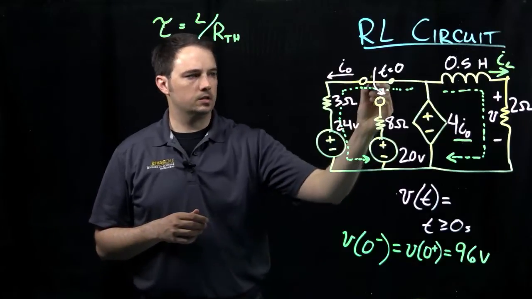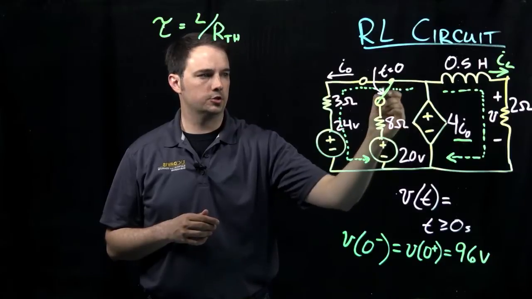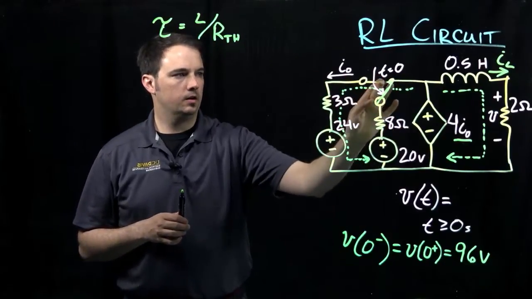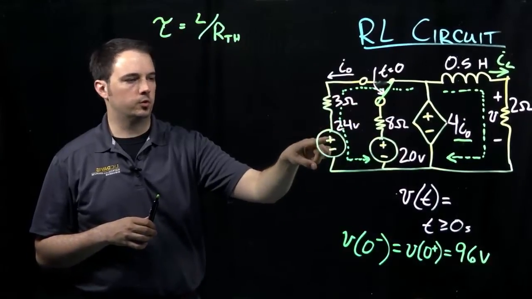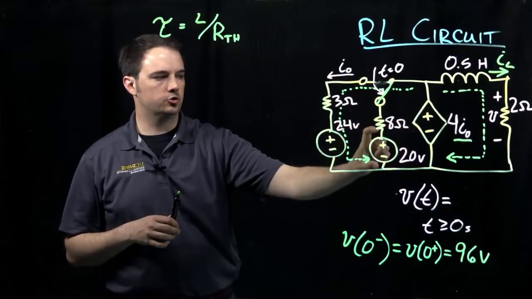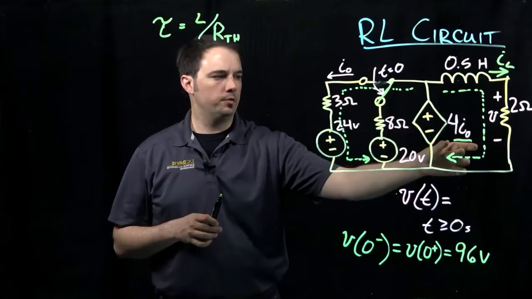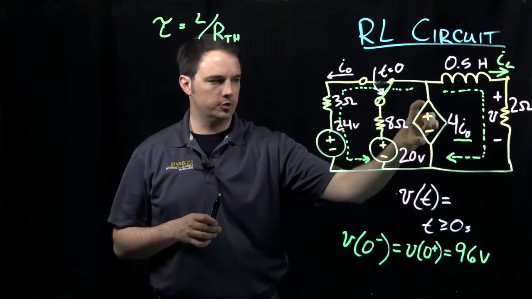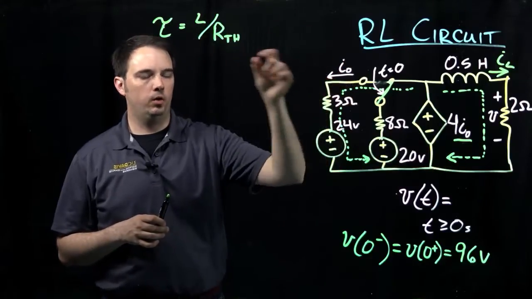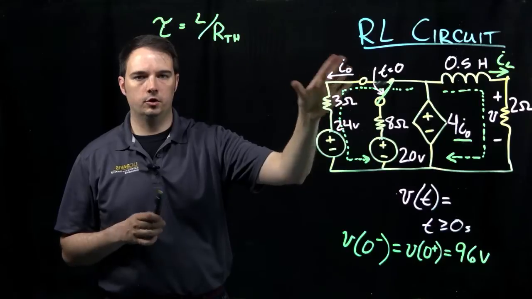But let's think about this. As I flip the switch, I'm moving from this position now to this position. What we see is that this disconnects my 3 ohm resistor and my 24 volt source. So now I'm connected up to this 8 ohm resistor and this 20 volt source. Well, what happens in particular? We note that this dependent voltage source depends on the current I naught. So think about what happens to that current I naught after I flip the switch. Well, of course, that would just have to go to 0.